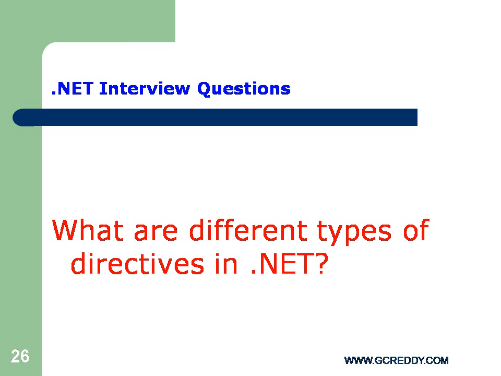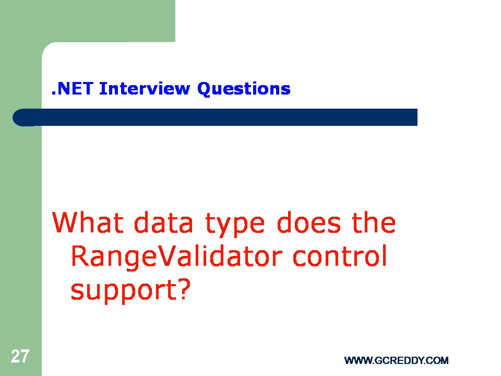What are different types of directives in .NET? @Page, @Control, @Import, @Implements, @Register, @Assembly, @OutputCache, @Reference. What data type does the RangeValidator control support? 1. Integer, 2. String, 3. Date.